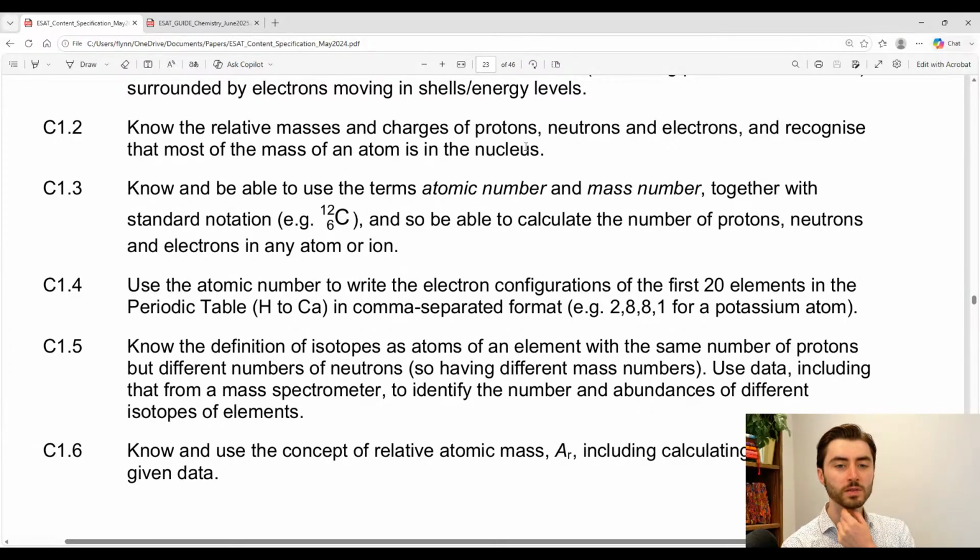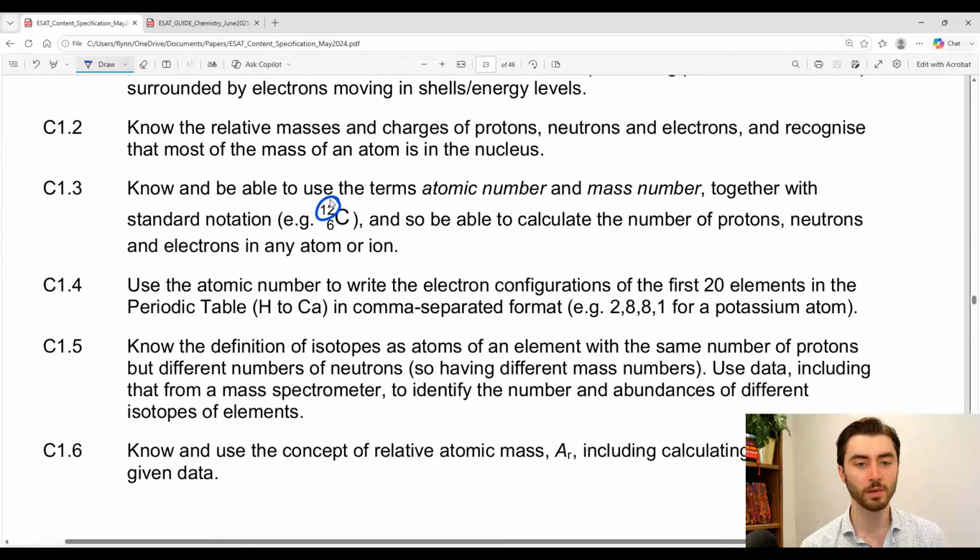So know and be able to use the terms atomic number and mass number. In this case, the mass number is the number at the top, and the atomic number is the smaller number at the bottom. The atomic number tells you the number of protons, the mass number tells you the combined number of protons and neutrons. So if you're working out the number of neutrons, you just subtract the two. I imagine all of this is fairly standard for a lot of you. Still worth saying just in case.